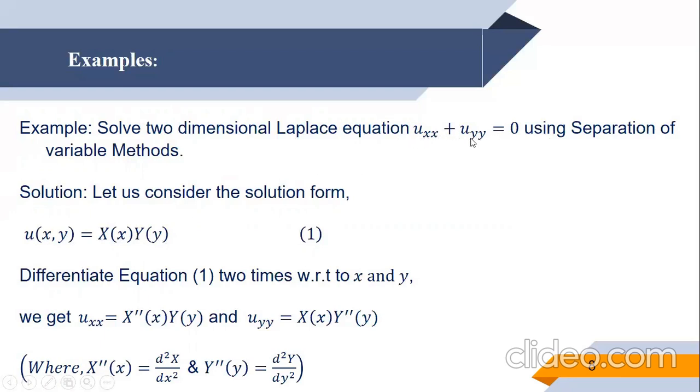But here, this differential equation is not first order, it is second order. uxx means del square u by del x square. And uyy means del square u by del y square. So first we find del square u by del x square. That means we differentiate equation 1 with respect to x two times. So we get uxx is equal to X double dash Y. Similarly, equation 1 differentiated two times with respect to y, then uyy is equal to X Y double dash.